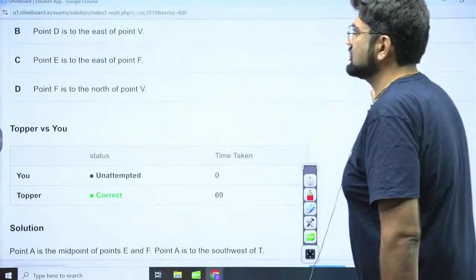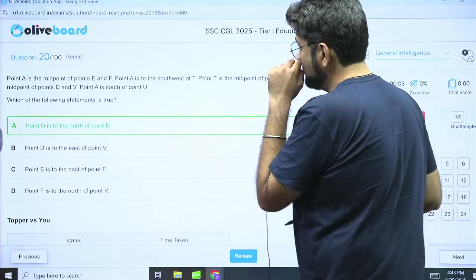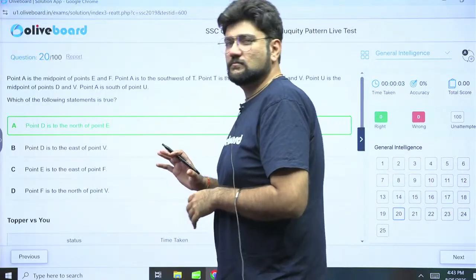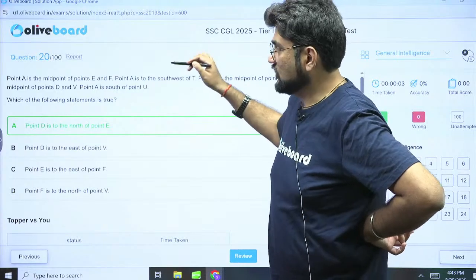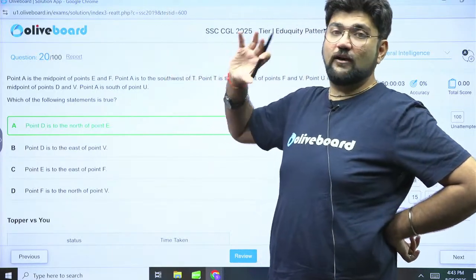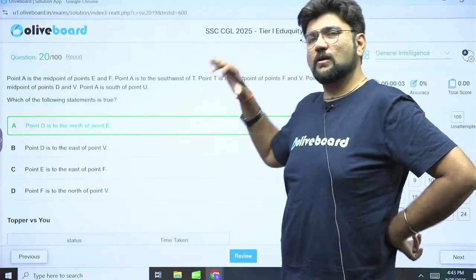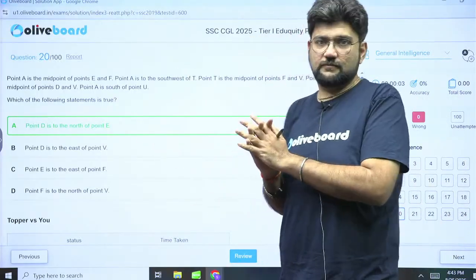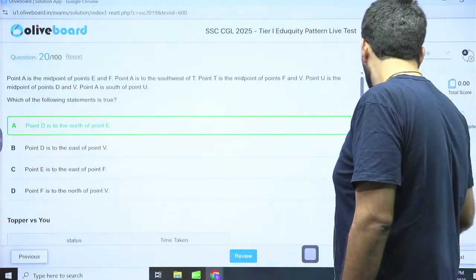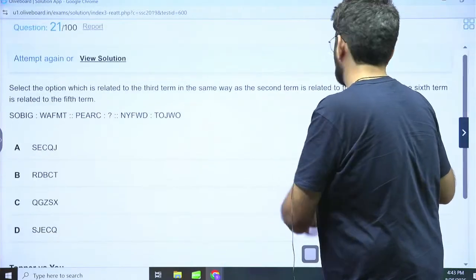70 seconds is too much. I think you can avoid that. But again, 50 seconds, you will still take, because this is a new type of question. Understanding the language and then arranging it is going to take some time. The problem is whenever you come across something new, your brain will slow down automatically. So the more you practice different types, the variation, the better it is. The more confident you will feel in the examination.